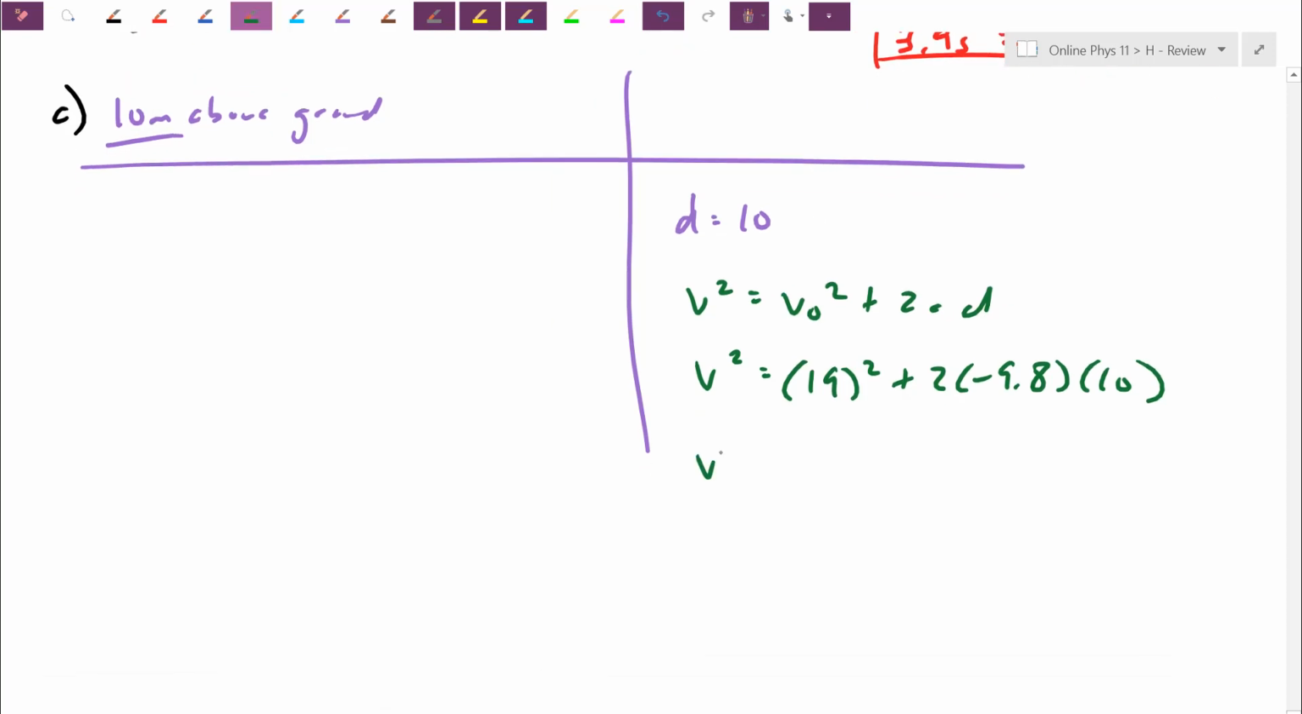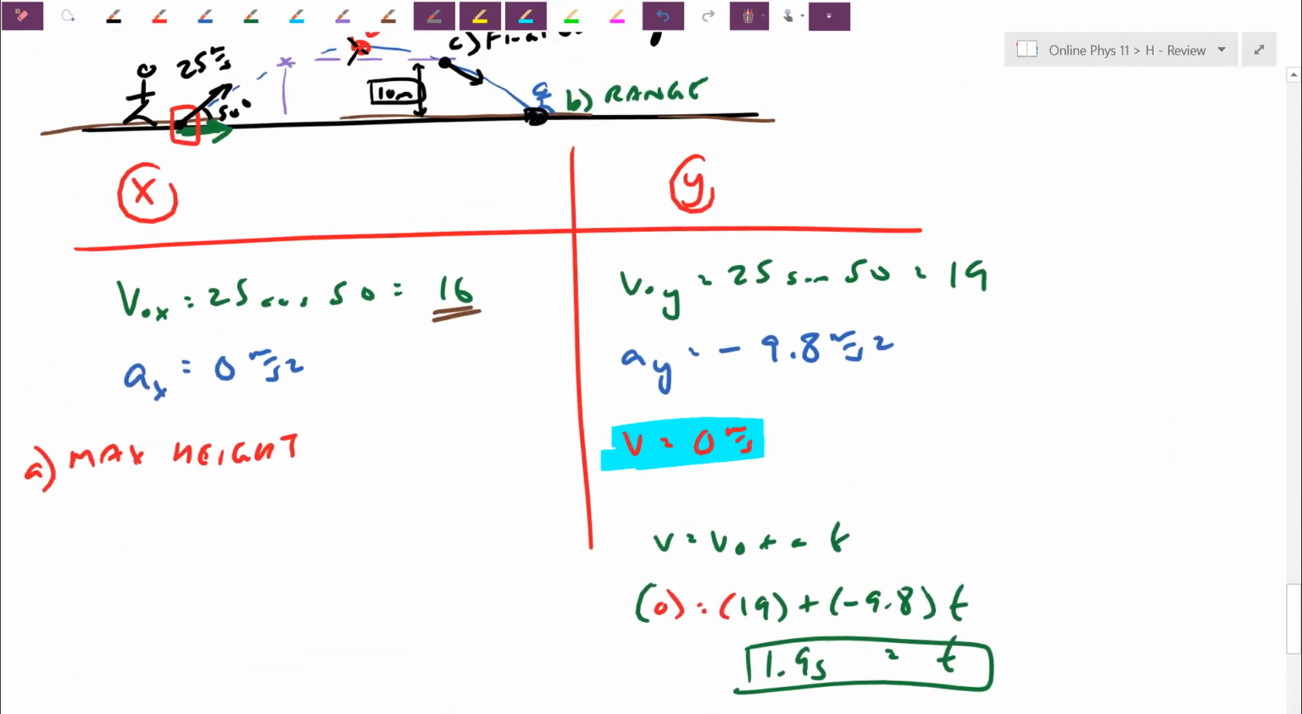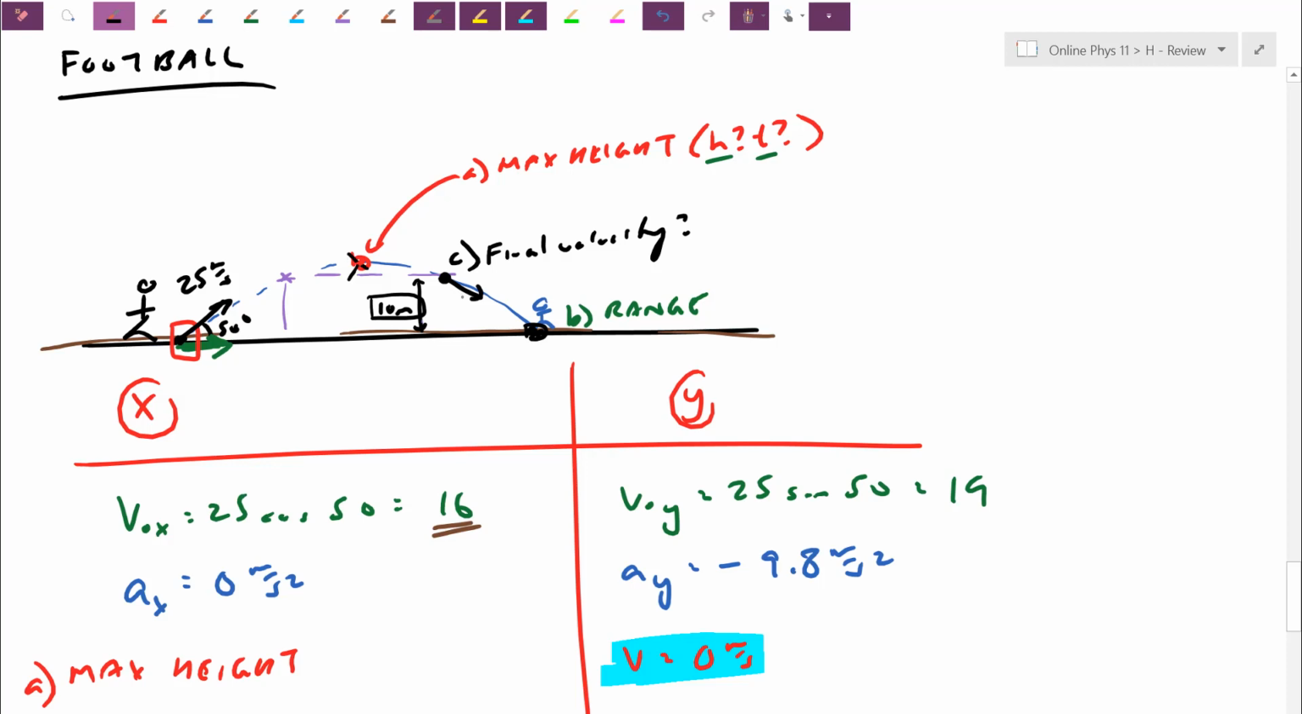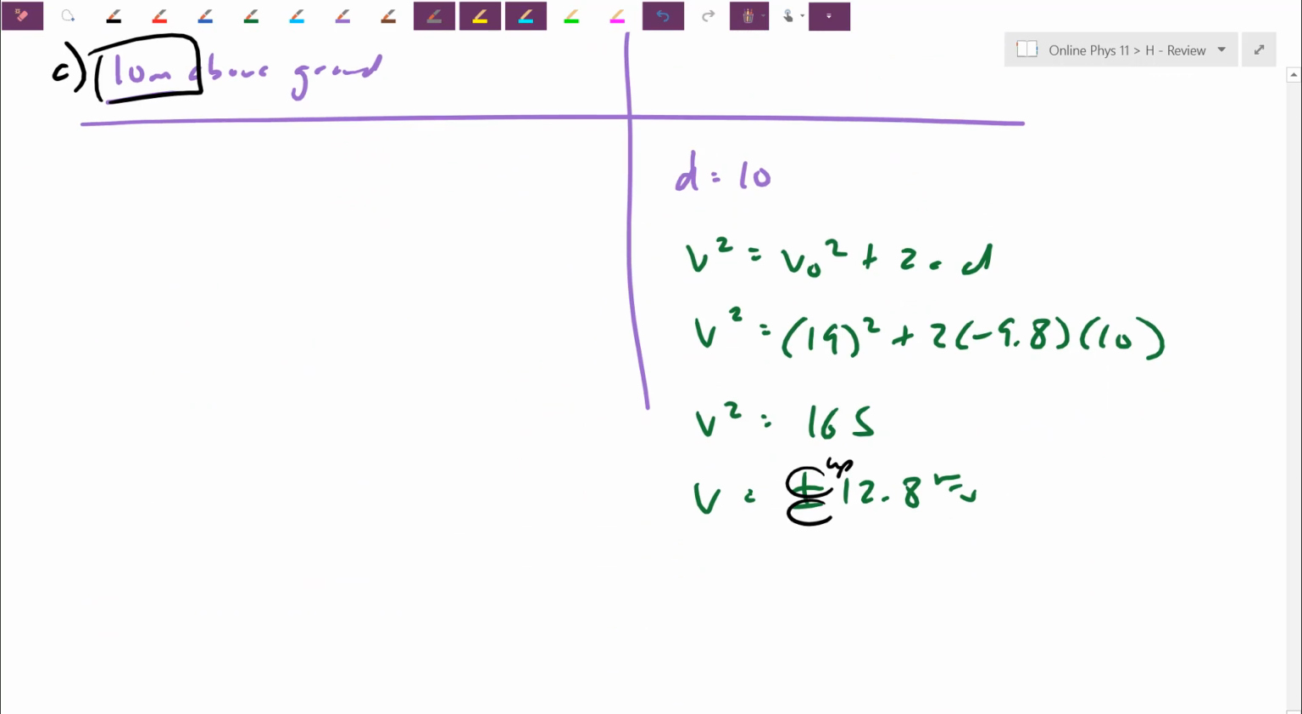Let's just see what happens to the math here. V squared equals 19 squared plus 2 times negative 9.8 times 10. This one here gives me 165. The v could be the root of 165. It could be either positive or negative 12.8. Why do I have two answers? Well, like I mentioned, just being 10 meters off the ground could be you're on the way up, you're going 12.8 up. The one that I'm looking at in my picture is I already went up, I already went positive 12.8 there. I'm actually going negative 12.8 here. So I'm actually going to take the negative answer this time, just based on the problem here.